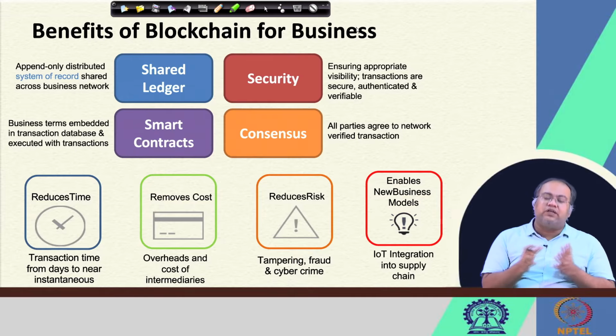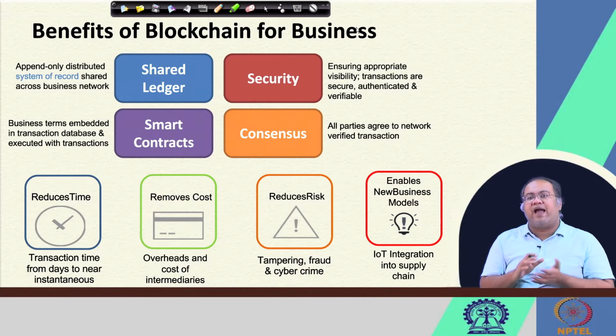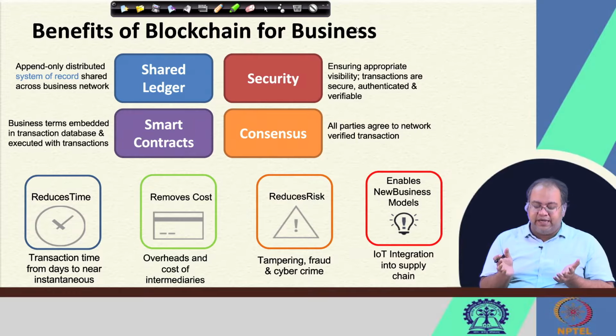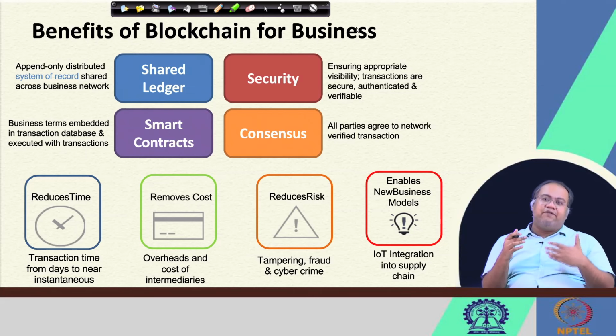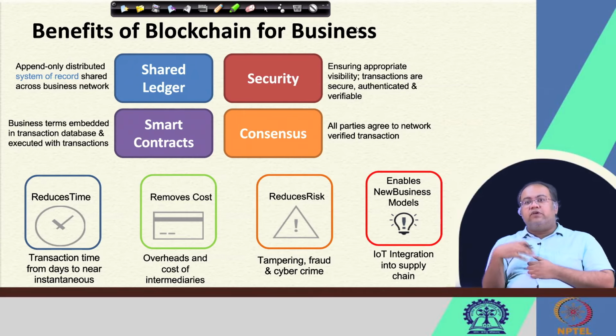And finally, this consensus mechanism at the back end of a blockchain ensures that all the parties agree to network verified transactions. So, everyone is in the same space, in the same frame, where everyone can see the same information and they can take their decision based on the information that they have. So, that is the kind of beauty, the kind of power which is being provided by a blockchain platform.